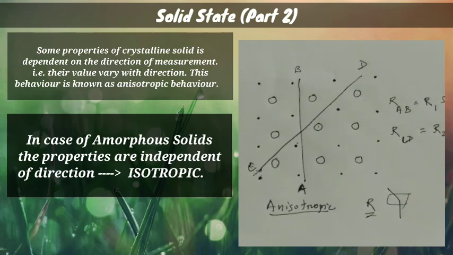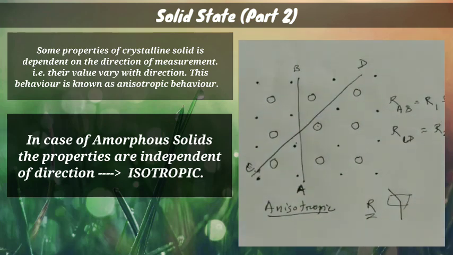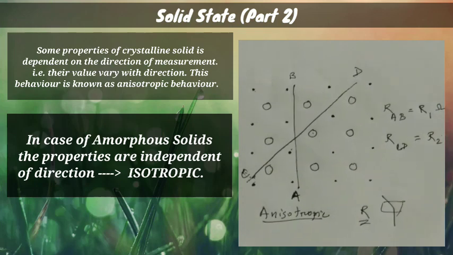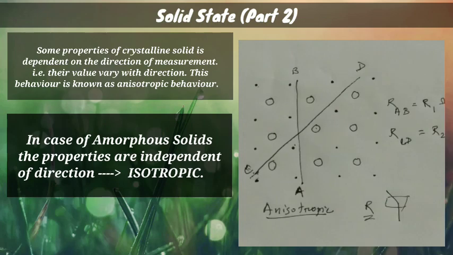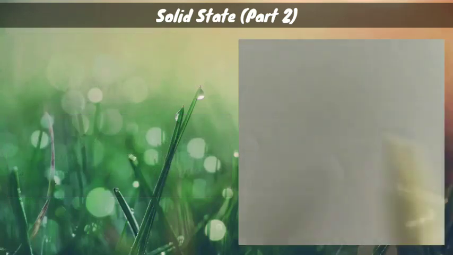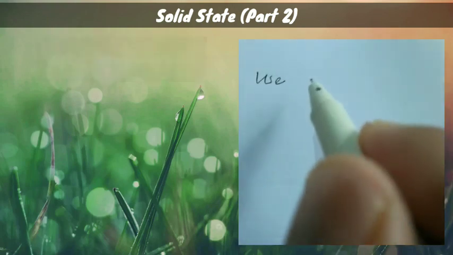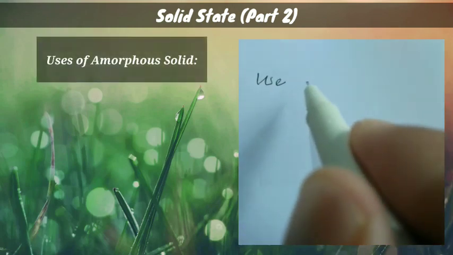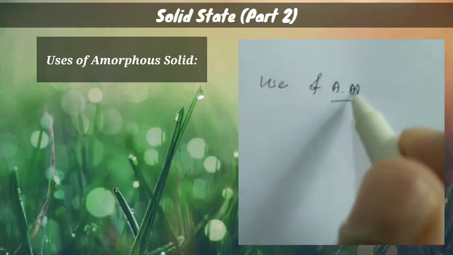Therefore the physical properties would be the same along any direction. It does not depend upon the direction in which we measure the property. Understand? So the resistance of an amorphous solid is going to be the same regardless of the direction we use to measure that property. Now, if you want to learn about the uses of amorphous solids.